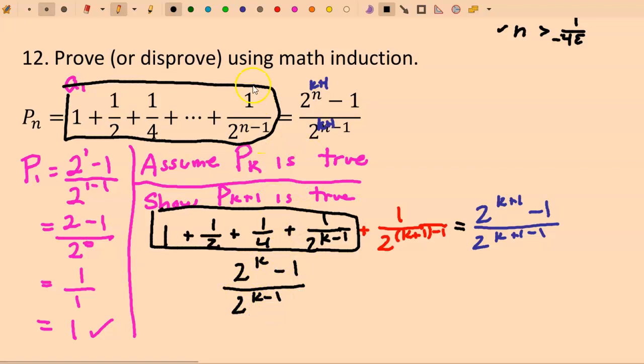Then we have this new term we're still adding to it. Let's simplify it as well. 1 over 2 to the k plus 1 minus 1 is just 2 to the k. And then it should equal this right-hand side.